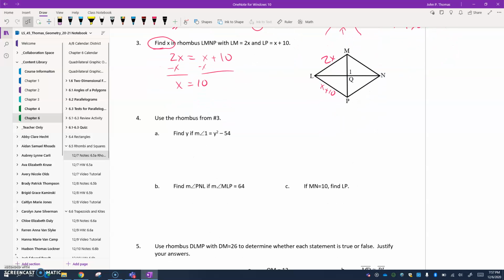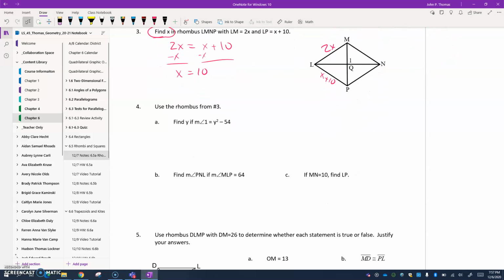So we're going to go on to number 4 now, and it says use the rhombus from number 3. I'm going to just recopy it down here so we've got it to work off of. And it doesn't have to be a perfect sketch, just enough so that we can label pieces accordingly. We'll draw in that Q there in the middle. It says find y if measure of angle 1 is y squared minus 54. Angle 1 was right up here, this angle right in there.